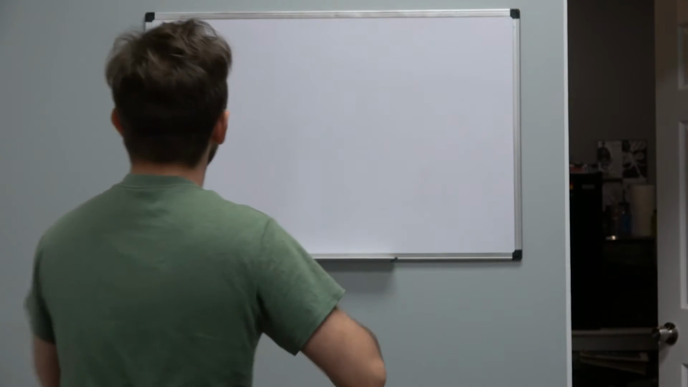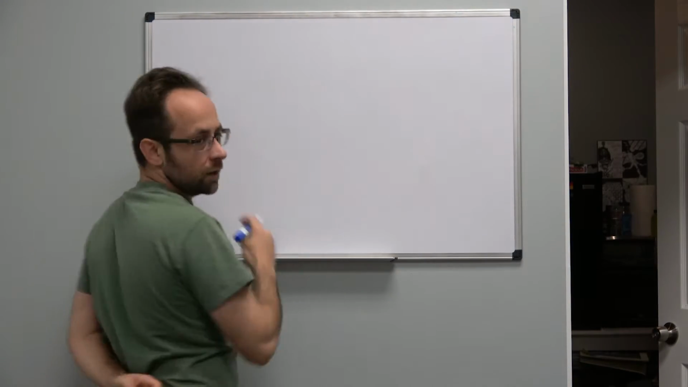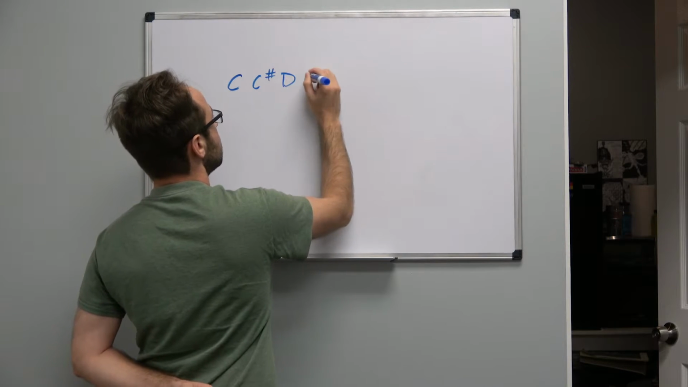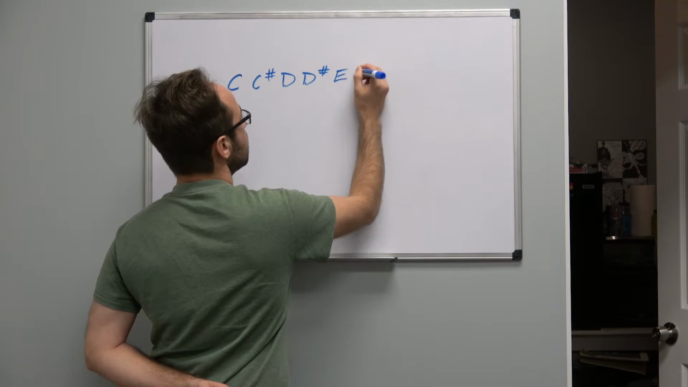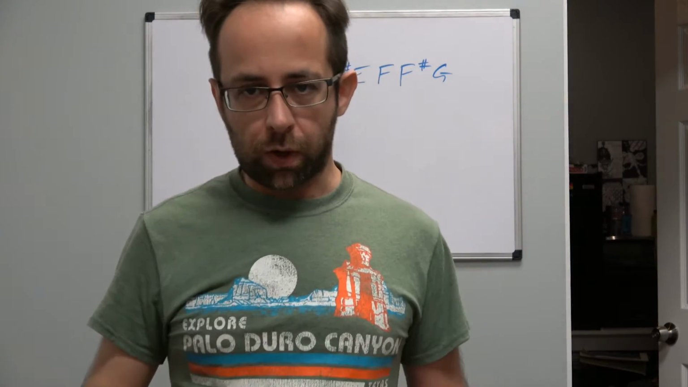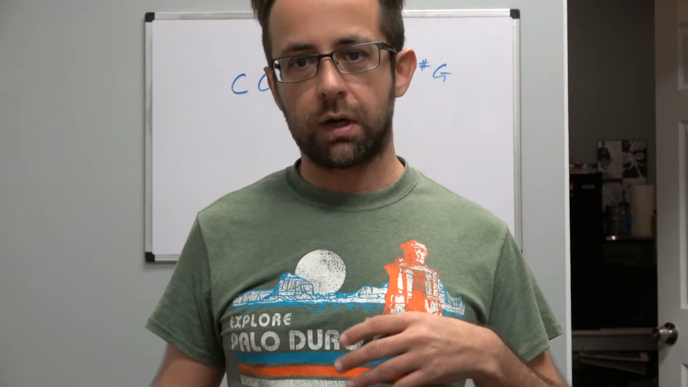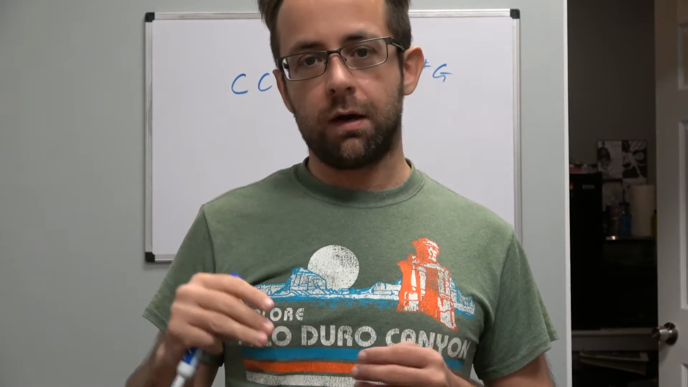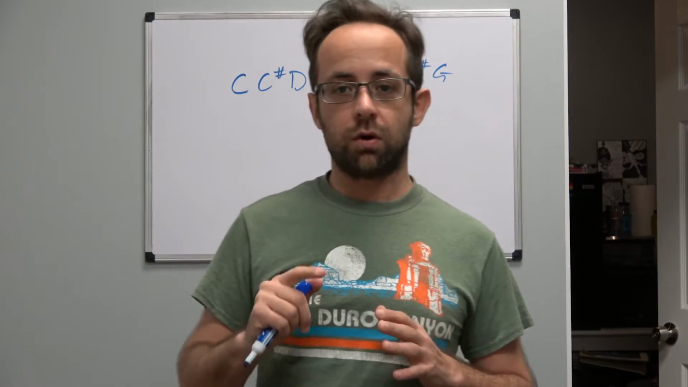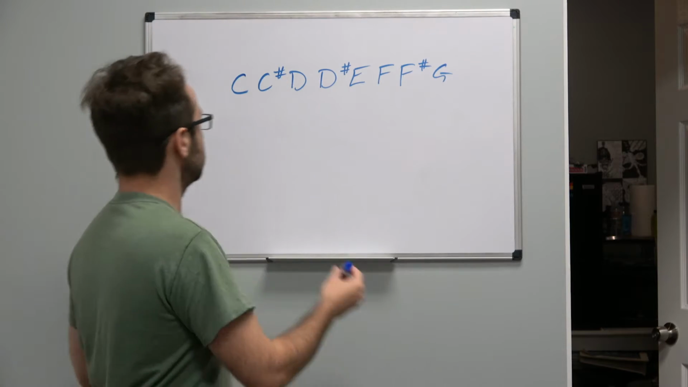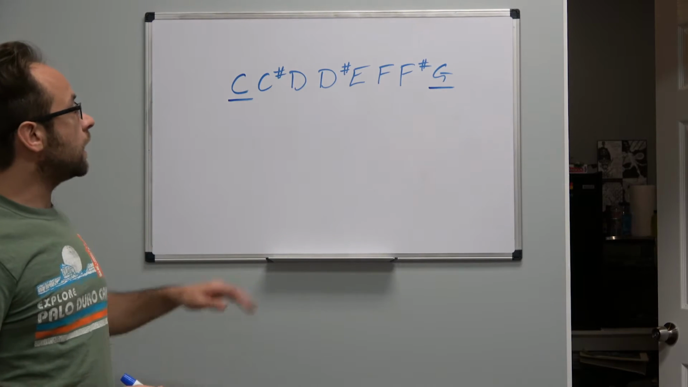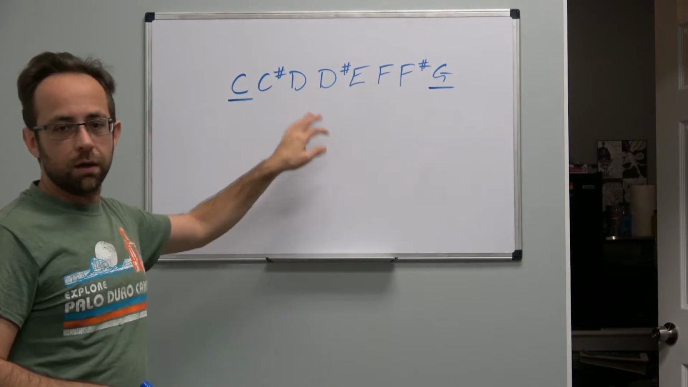Let's go to the board. Okay, so let's just make a list of notes. So we have C, C sharp, D, D sharp, E, F, F sharp, and G. What you probably remember from the last lesson is that a major chord is root, third, fifth, and a minor chord is root, flat third, fifth. So the root and the fifth are common to both a major chord and a minor chord. For a C, that would be C and G. And then we're filling in the middle note here.